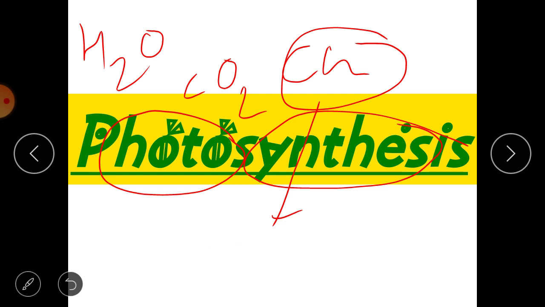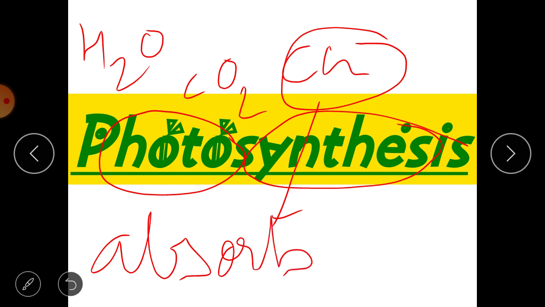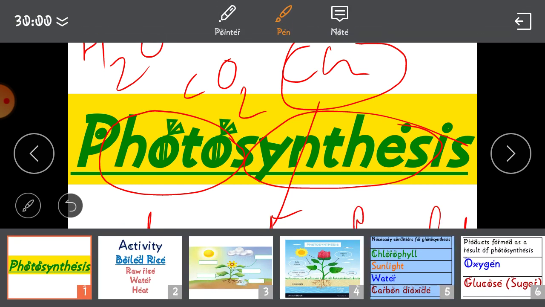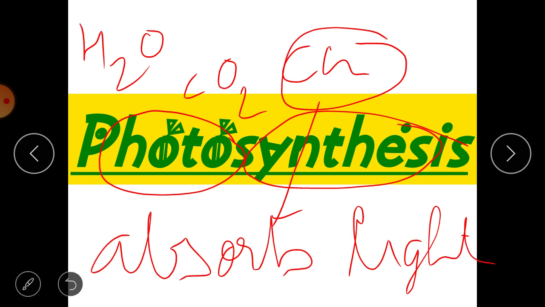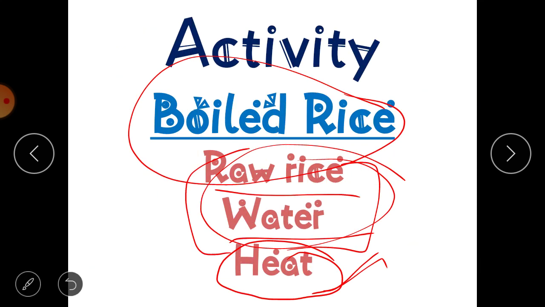What is the main function? To absorb light of the sun. This is the main function. So I hope, my dear students, these things are clear to you.